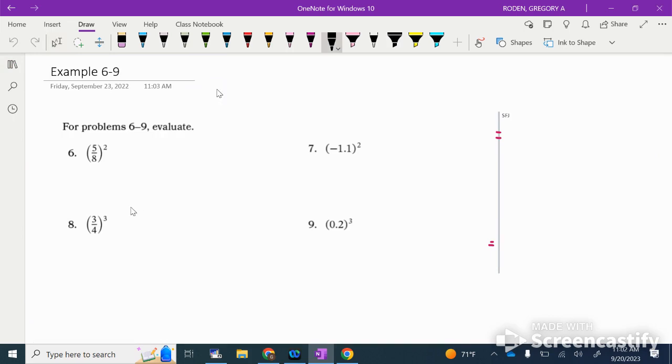Evaluating these. So on number 6, 5/8 squared is the same thing as 5/8 times 5/8. Multiply your top numbers, your numerators. What's 5 times 5, guys? 25. And remember, if you forget that, you can go the other way too in your perfect square chart.